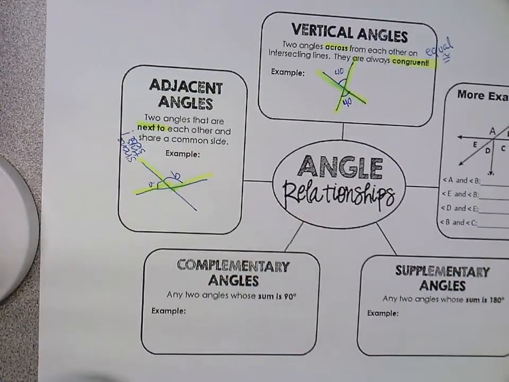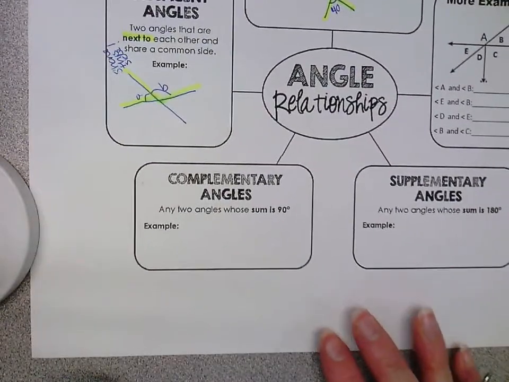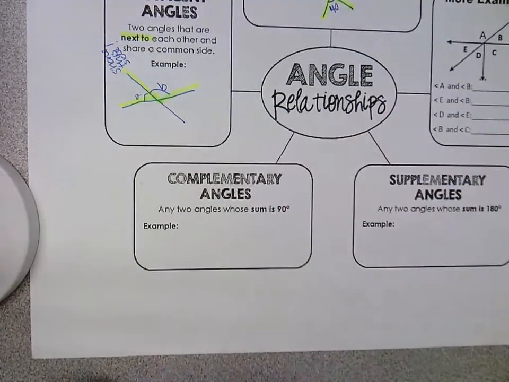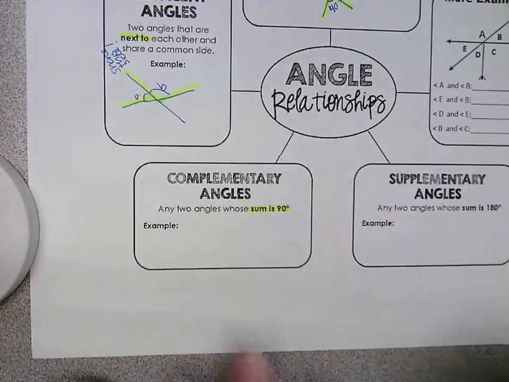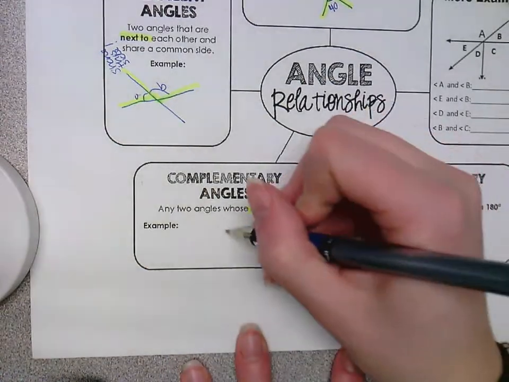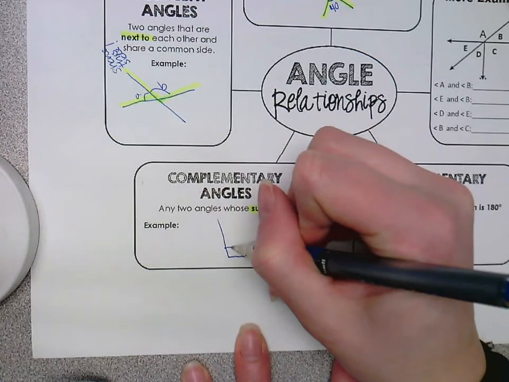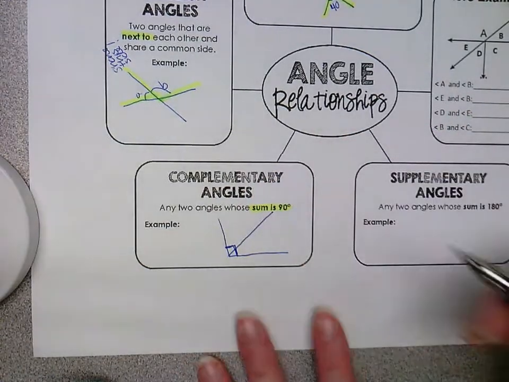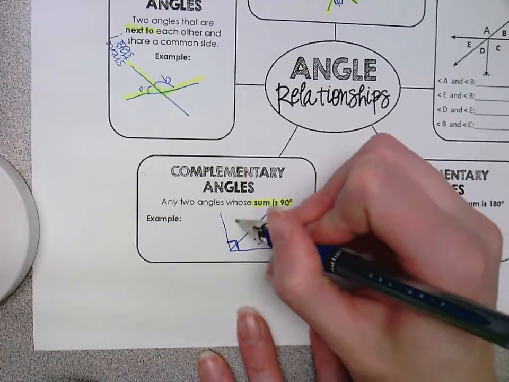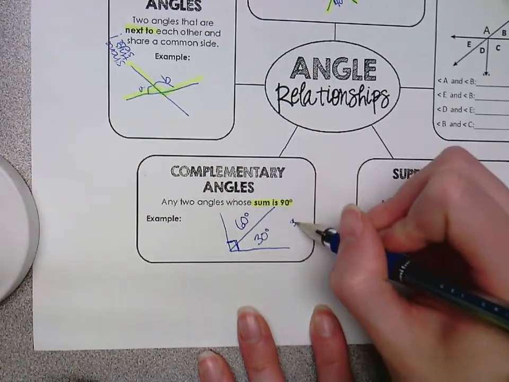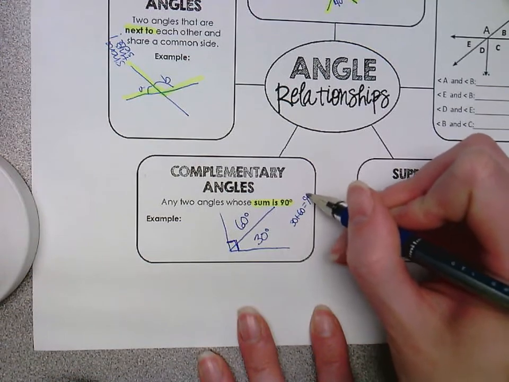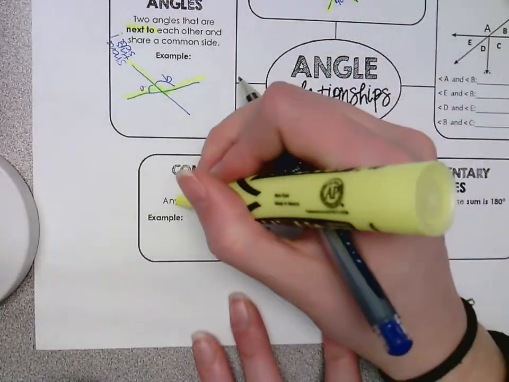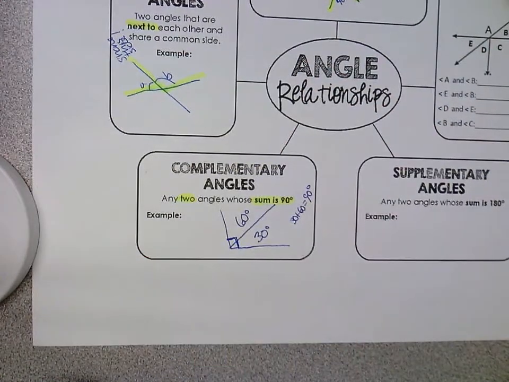Okay. Our next one we're going to talk about is complementary angles. Complementary angles are any two angles whose sum is equal to 90 degrees. Remember, we can tell if an angle is a 90-degree angle because it's going to have a square in the corner. So here we could have 30 degrees and 60 degrees. 30 plus 60 equals 90 degrees. So this is a complementary angle. It's any two angles that add up to 90.